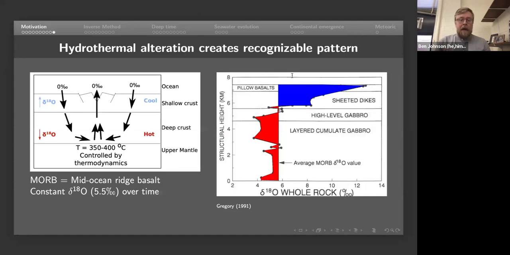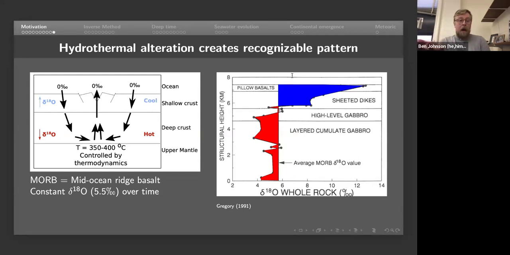Just comparing our schematic picture on the left of your screen, which I just showed, to some actual data. These are measurements from the Samail ophiolite in Oman, made by Gregory in 1991. What we're showing here, structural height, is just the depth in the crust, where the top there, 7 kilometers or so, is the paleo seafloor, and we're descending through the crust with whole rock δ18O values measured here with the points. And I've color-coded them just to be consistent with the schematic picture.